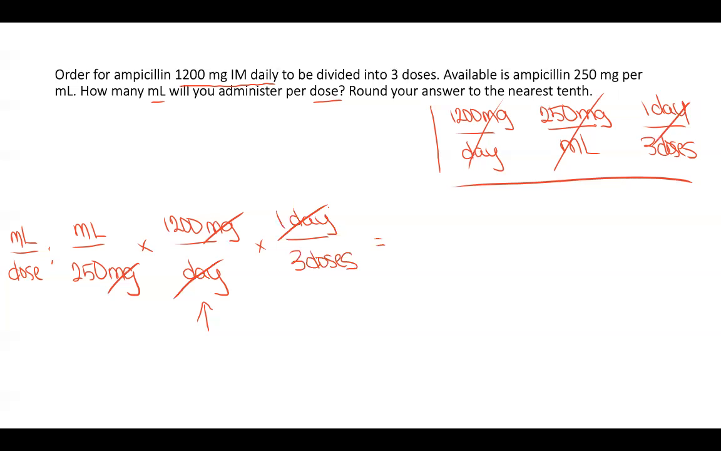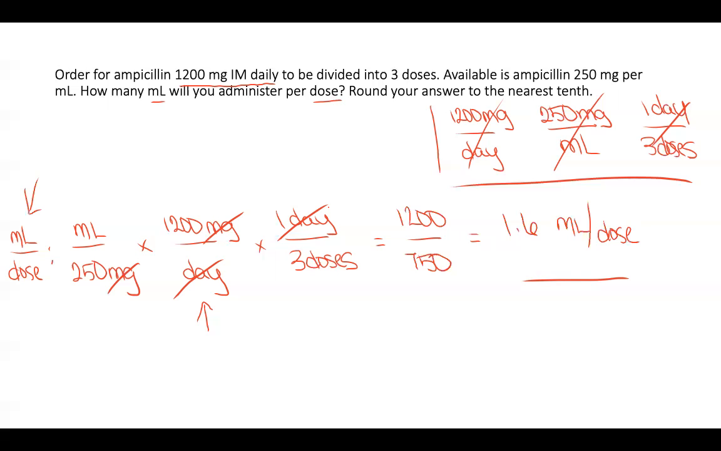Straight across. 1 times 1200 times 1 is 1200. 250 times 1 times 3 is 750. 1200 divided by 750 is 1.6. My rounding rule says to the nearest tenth, so I'm good there, 1.6. And then my unit of measure, again, over here, is milliliters per dose. Okay?